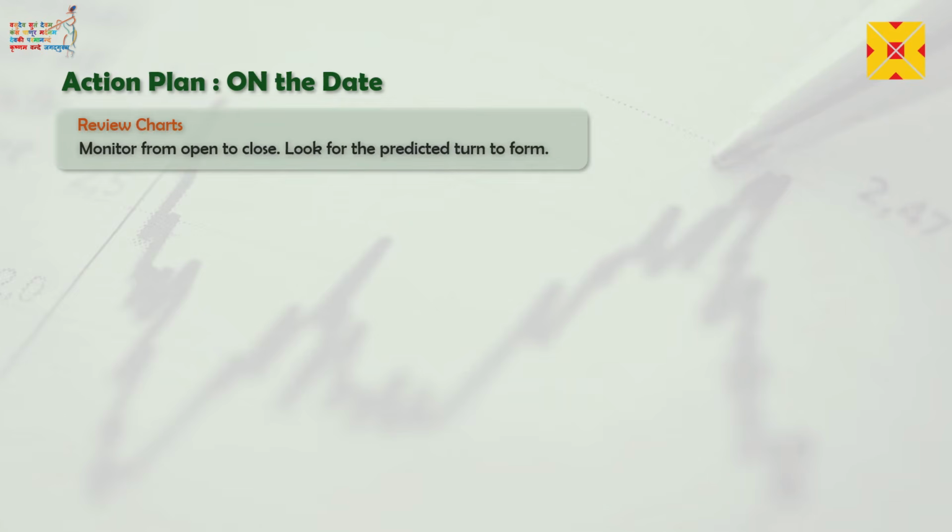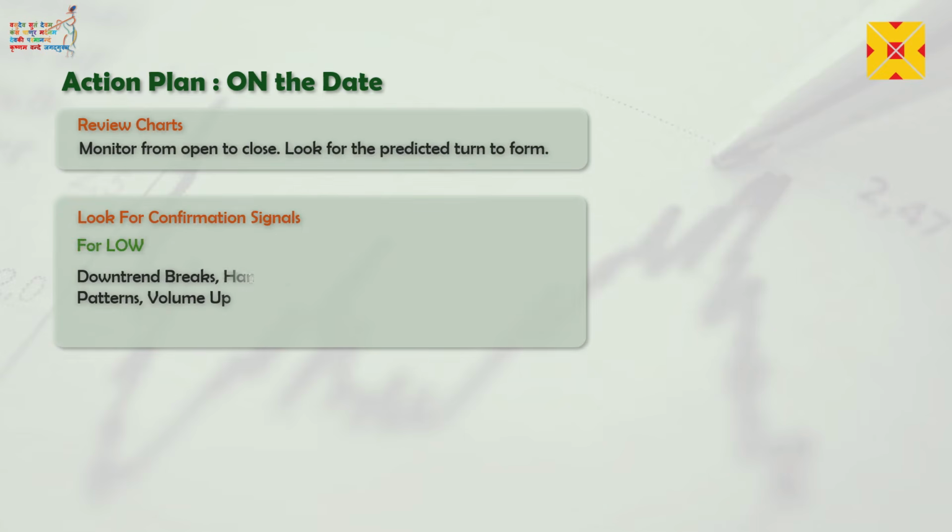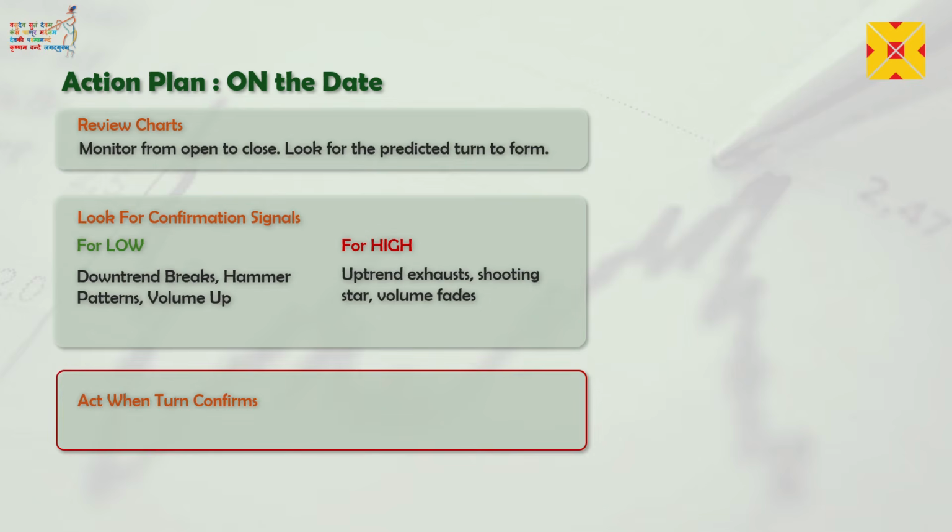When the predicted date arrives, here's what to do. Watch the market closely from open to close. Look for the predicted turn to form. If the report says expect a low, watch for signs like the downtrend breaking, hammer candlestick patterns, or increasing volume on upside moves. If the report says expect a high, watch for uptrend exhaustion, shooting star patterns, or fading volume on rallies. The critical point: act only when the turn confirms. Don't anticipate. Wait for the market to actually make the turn before entering your trade.